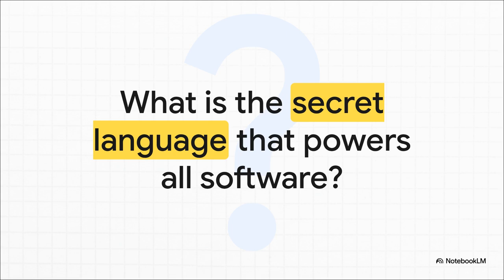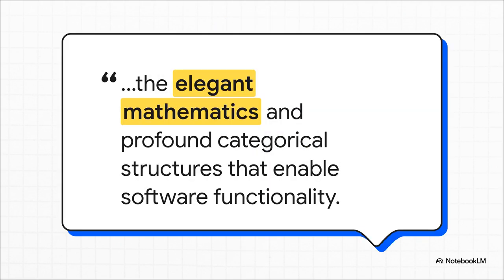Nope, it's not Python, it's not Java, it's not C++. It's something way, way more fundamental. It's a universal language of pure logic and structure. We're here to really dig into what one of our sources calls the elegant mathematics and profound categorical structures that enables software functionality. That sounds pretty intense, right? But in simple terms, this isn't just about how to code better. This is about the absolute bedrock of what computation even is.